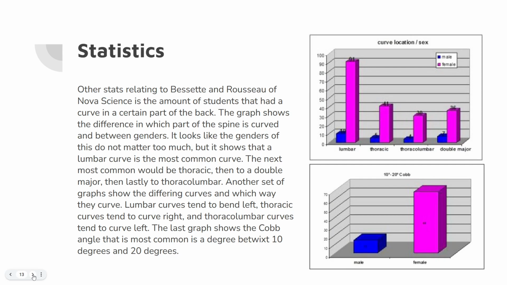Another set of graphs shows the differing curves and which way they curve. Lumbar curves tend to bend left, thoracic curves tend to bend right, and thoracolumbar curves tend to bend left. The last graph shows the Cobb angle that is most common is betwixt 10 degrees and 20.